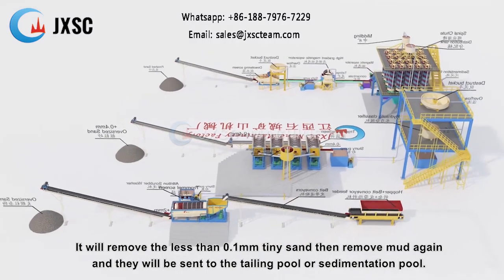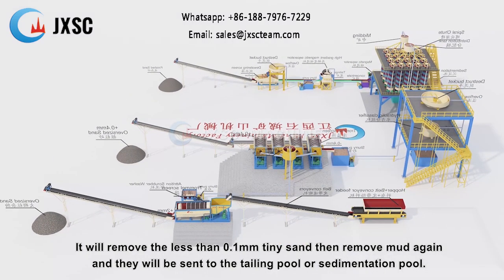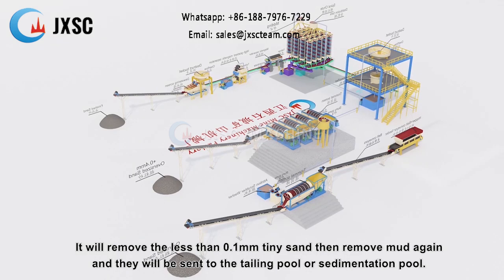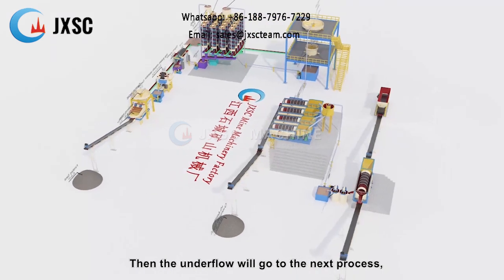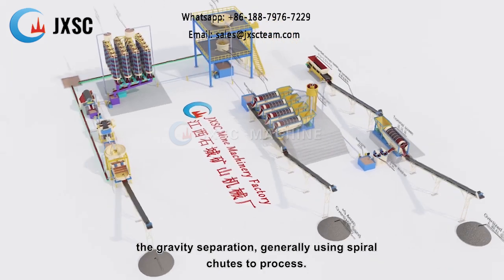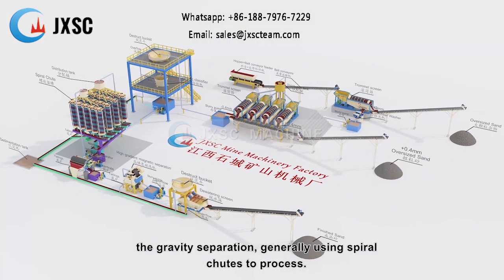It will remove the less than 0.1 millimeter tiny sand, then remove mud again, and they will be sent to the tailing pool or sedimentation pool. Then the underflow will go to the next process, the gravity separation, generally using spiral chutes to process.